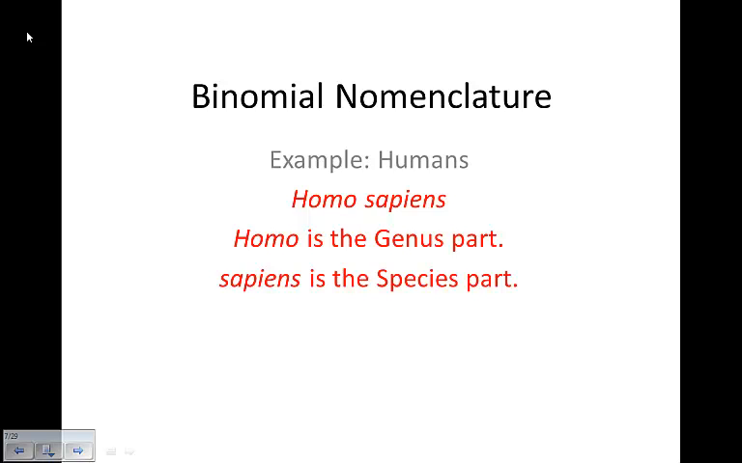here's how it's written. It's written in italics, and the genus name, the first letter is capitalized, and in the species name, it's lowercase. So you can see here, Homo sapiens, that's us. So here's the common name, here's the scientific name for humans, Homo sapiens. That's the genus, that's the species. You can tell immediately that it's the species because it's lowercase. Everything else is going to be uppercase.